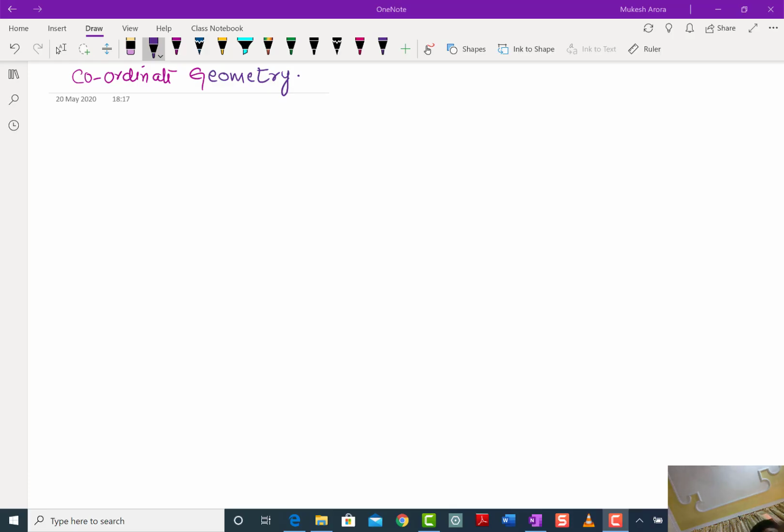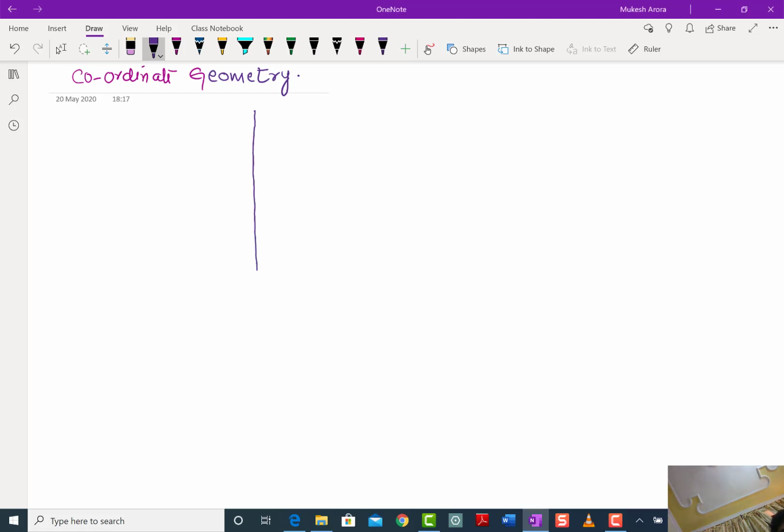Today we are starting with the new topic, that is coordinate geometry. It's a very simple and easy topic. There are three formulas in this topic and all questions are based upon these three formulas. And from every formula you get at least one question in a paper. So before you understand this, let's start from class 9.